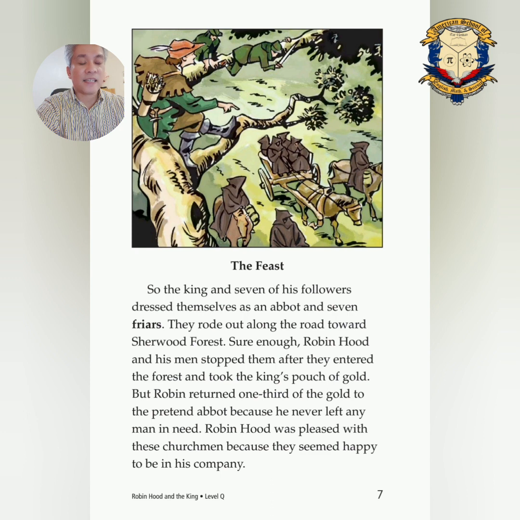The feast. So the king and 7 of his followers dressed themselves as an abbot and 7 friars. They rode out along the road towards Sherwood Forest. Sure enough, Robin Hood and his men stopped them after they entered the forest and took the king's pouch of gold. But Robin returned 1/3 of the gold to the pretend abbot because he never left any man in need. Robin Hood was pleased with these churchmen because they seemed happy to be in his company.